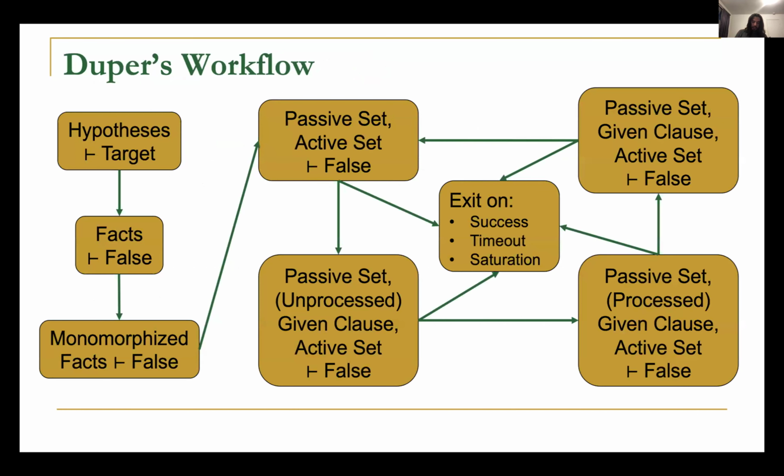So now that we've seen the high-level outline of Duper's workflow and we've gotten a sense for how Duper processes facts and generates new facts, let's return to the examples where Duper struggles to see if we can understand them a bit better.